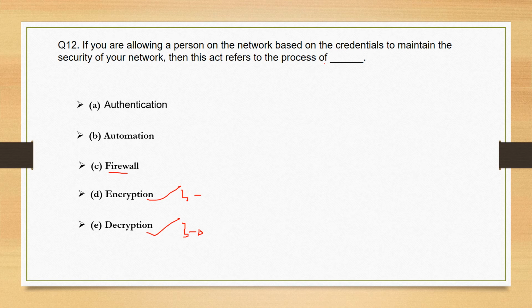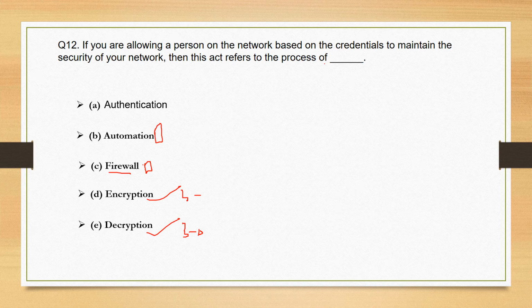What is a firewall? A firewall is basically a device, or it can be used as software on your system, which will be filtering the data. So basically this is a filter. Automation is anything which is getting automated, meaning we have certain commands and programs which do the work automatically.